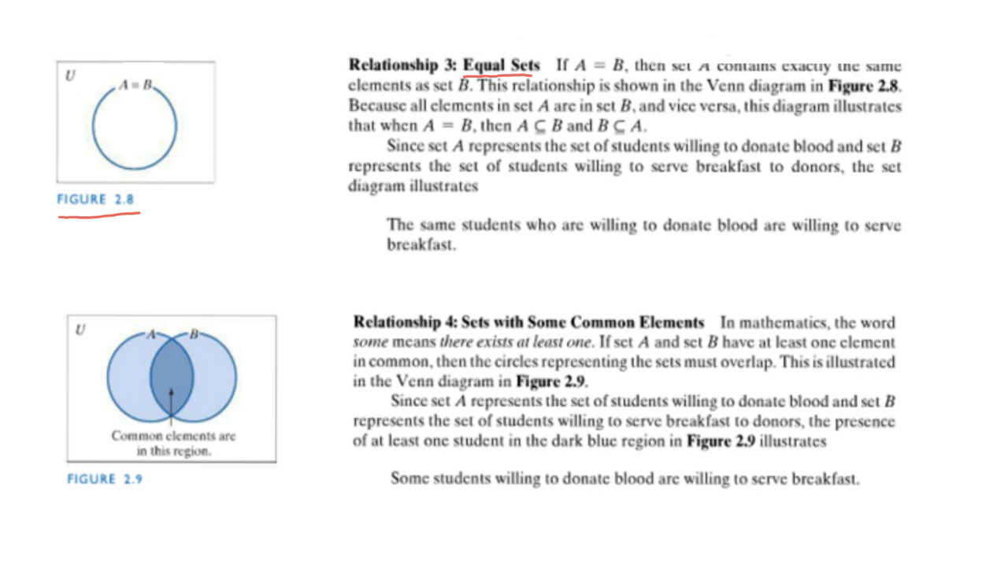The fourth one and the last one is the sets with some common elements. Again, you can see that in figure 2.9, you have two circles, set A and set B, and they intersect. This area where they intersect means that they have some common elements. So they share common elements. And those are the four relationships that we have for Venn diagrams. We have disjoint, proper subset, equal sets, common elements.